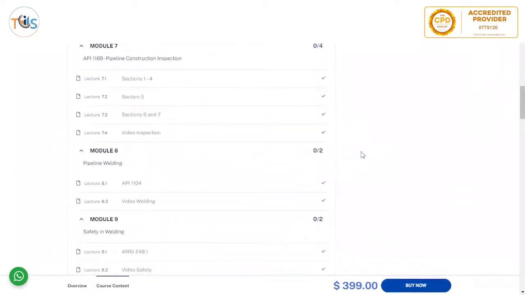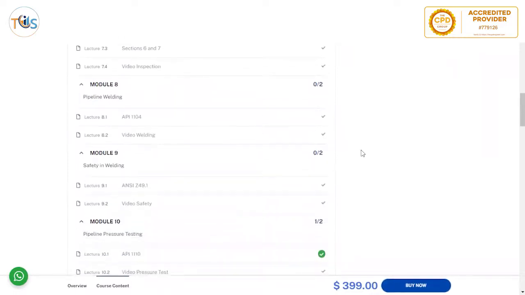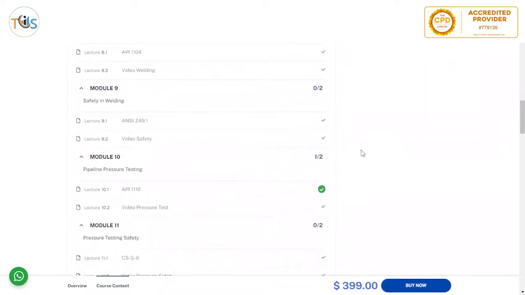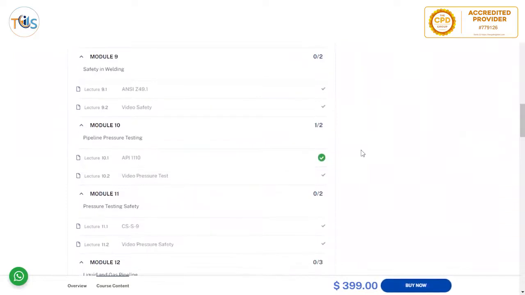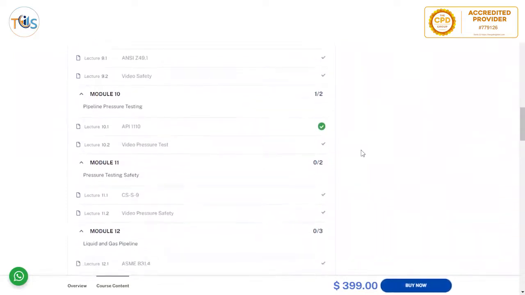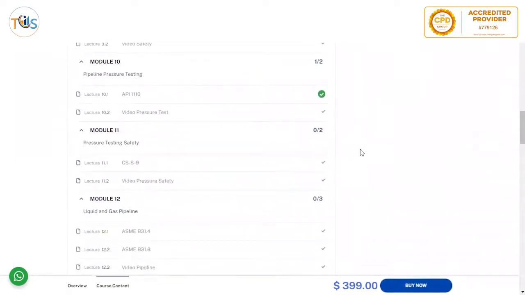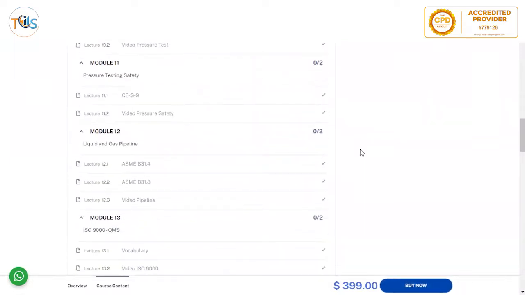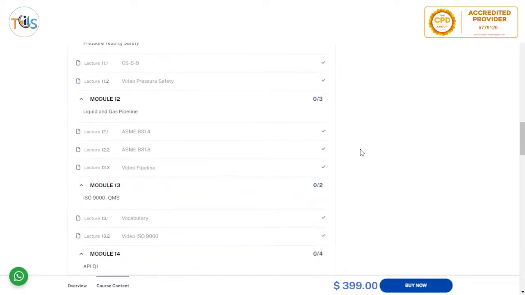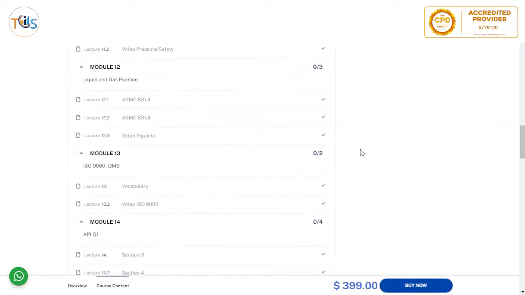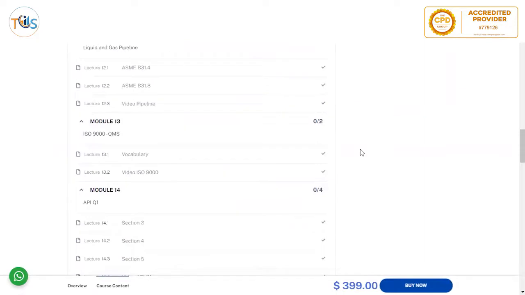And then 1169 pipeline construction inspection is covered in module 7, pipeline welding, API 1104, in module 8, Z49.1 safety in welding in module 9, pipeline pressure testing, API 1110, in module 10, and pressure testing safety, CSS 9, in module 11, liquid and gas pipeline, B31.4 and B31.8.